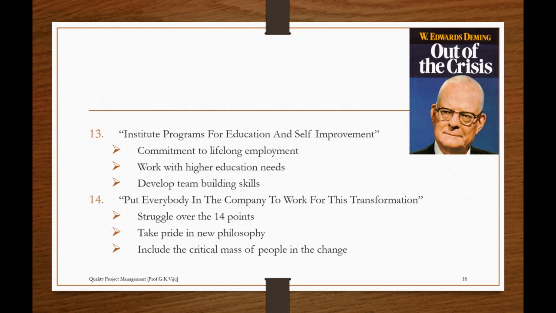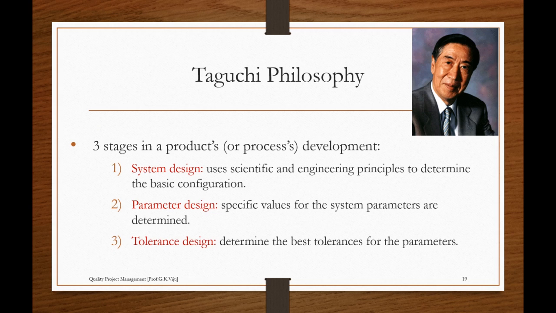As a conclusion, Deming's 14 points have a radical effect in the business world. In other words, these principles are the accelerator of the implementation process of TQM. Taguchi's philosophy.